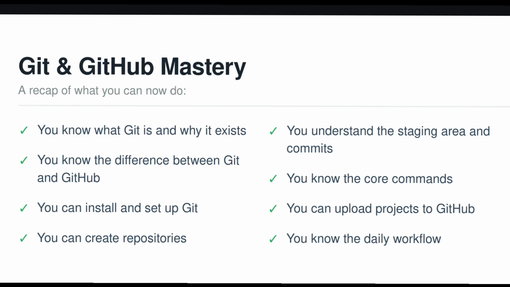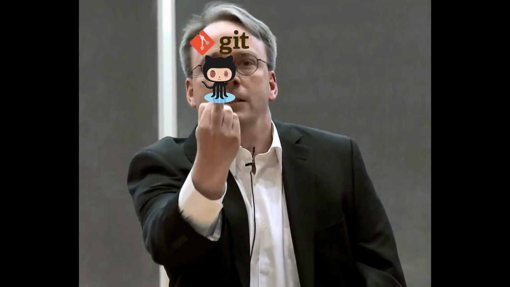So honestly, this is one of those skills where once it clicks, you'll wonder how you ever worked without it. Every developer in the world uses Git. It's not just for big teams. Even if you are working alone on a personal project, having version history is a superpower. So in the next video, we are going to go deeper. We'll talk about branches, merging, pull requests, and how teams collaborate on GitHub. That's where things get really interesting.